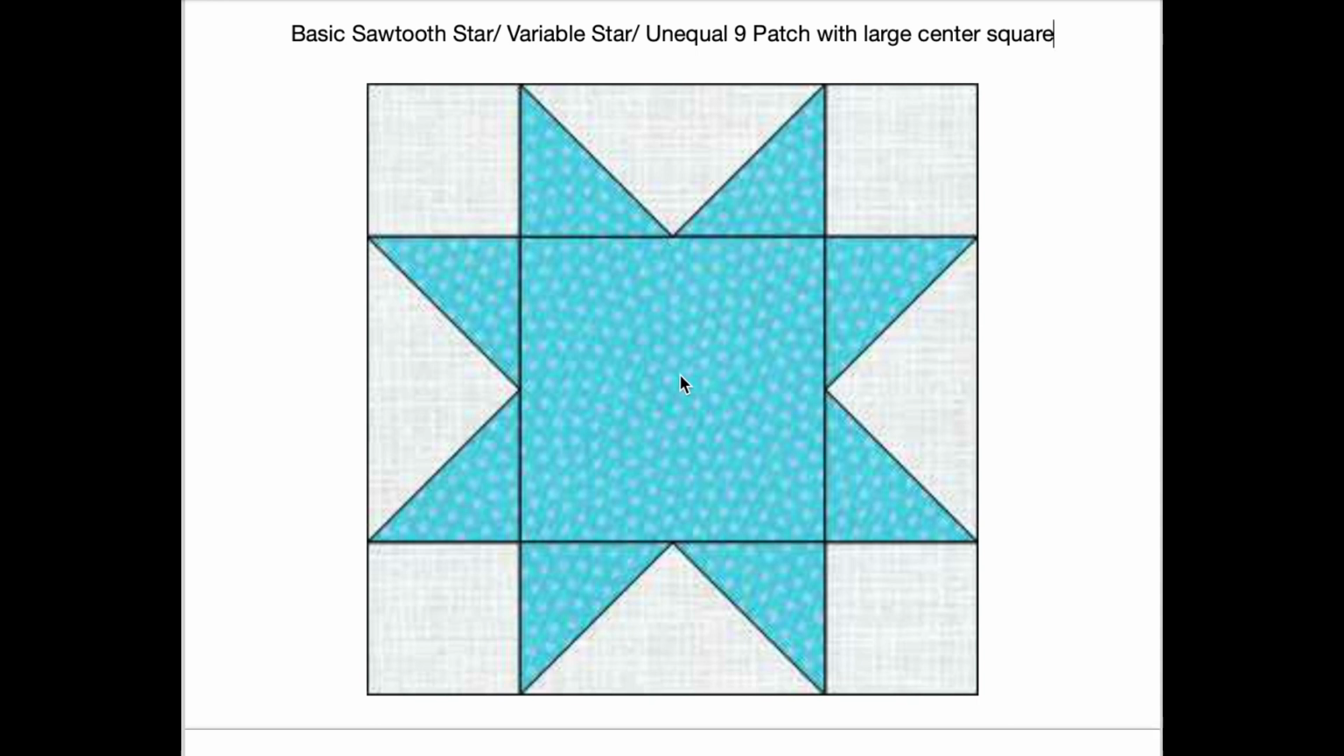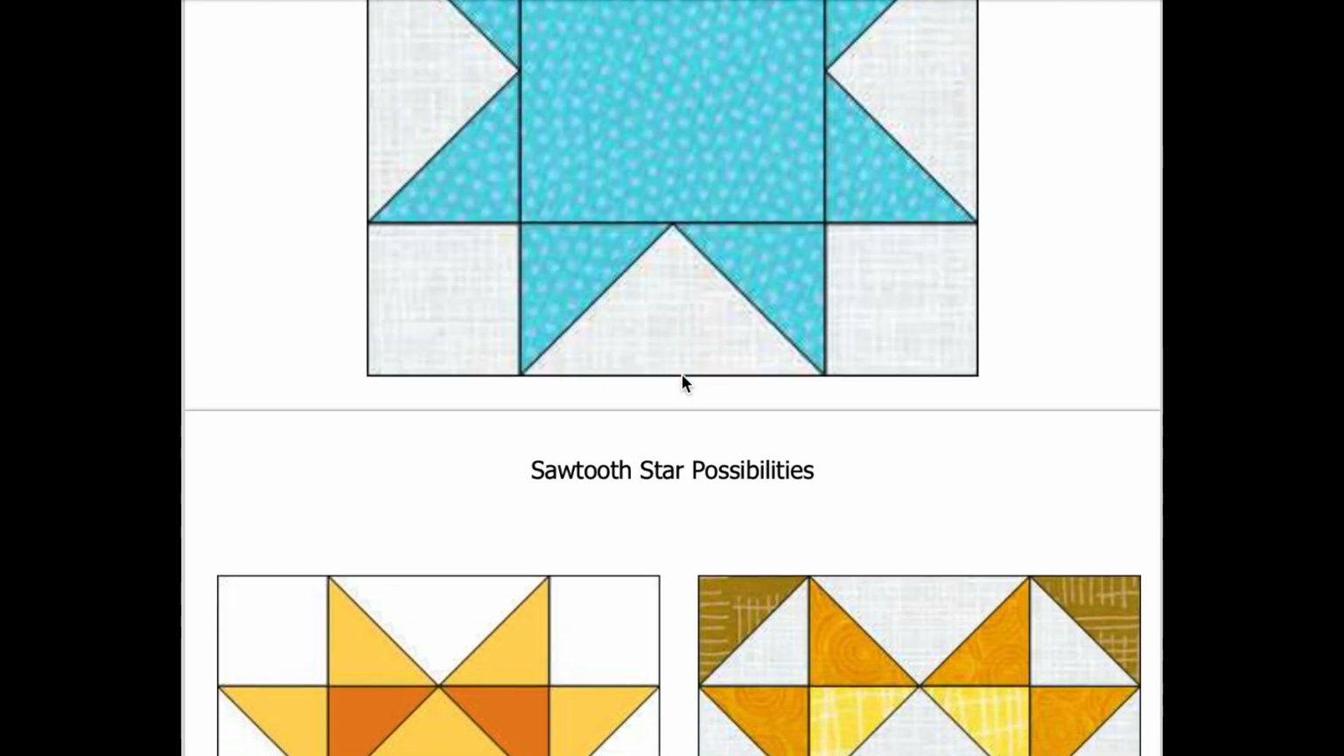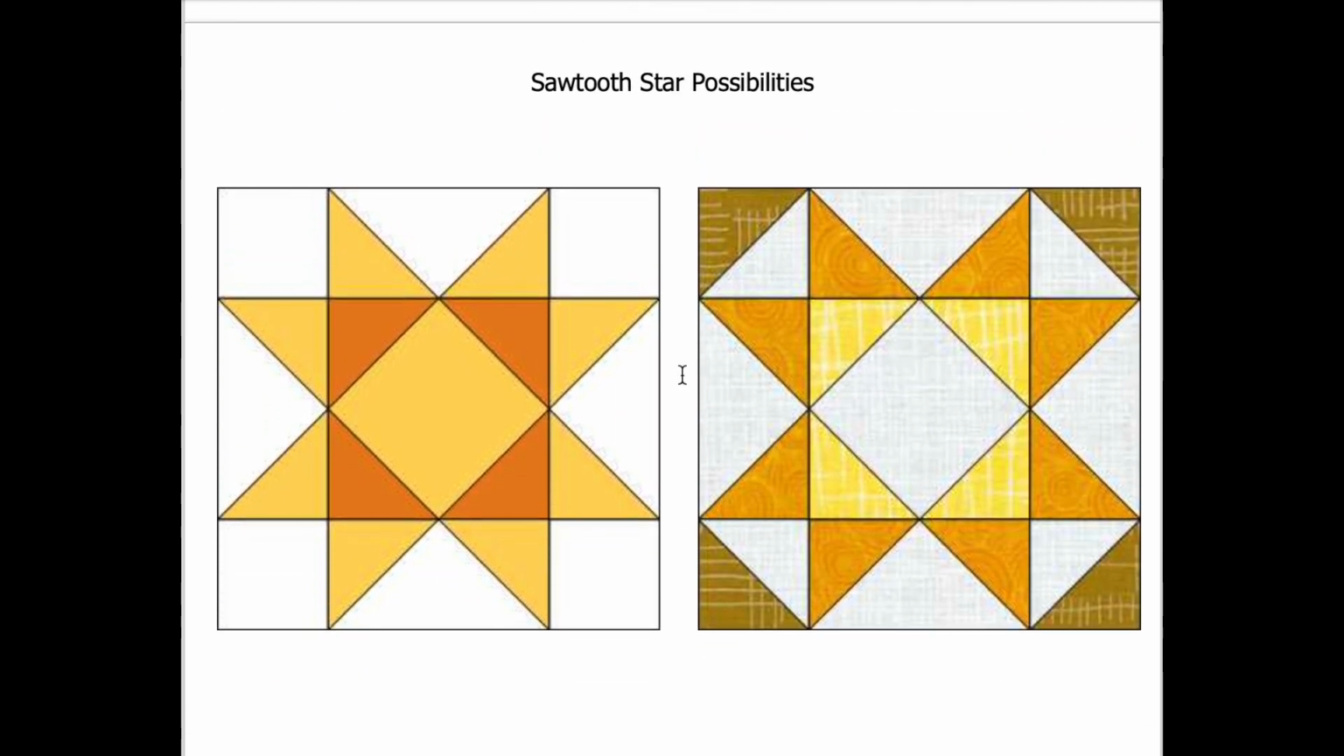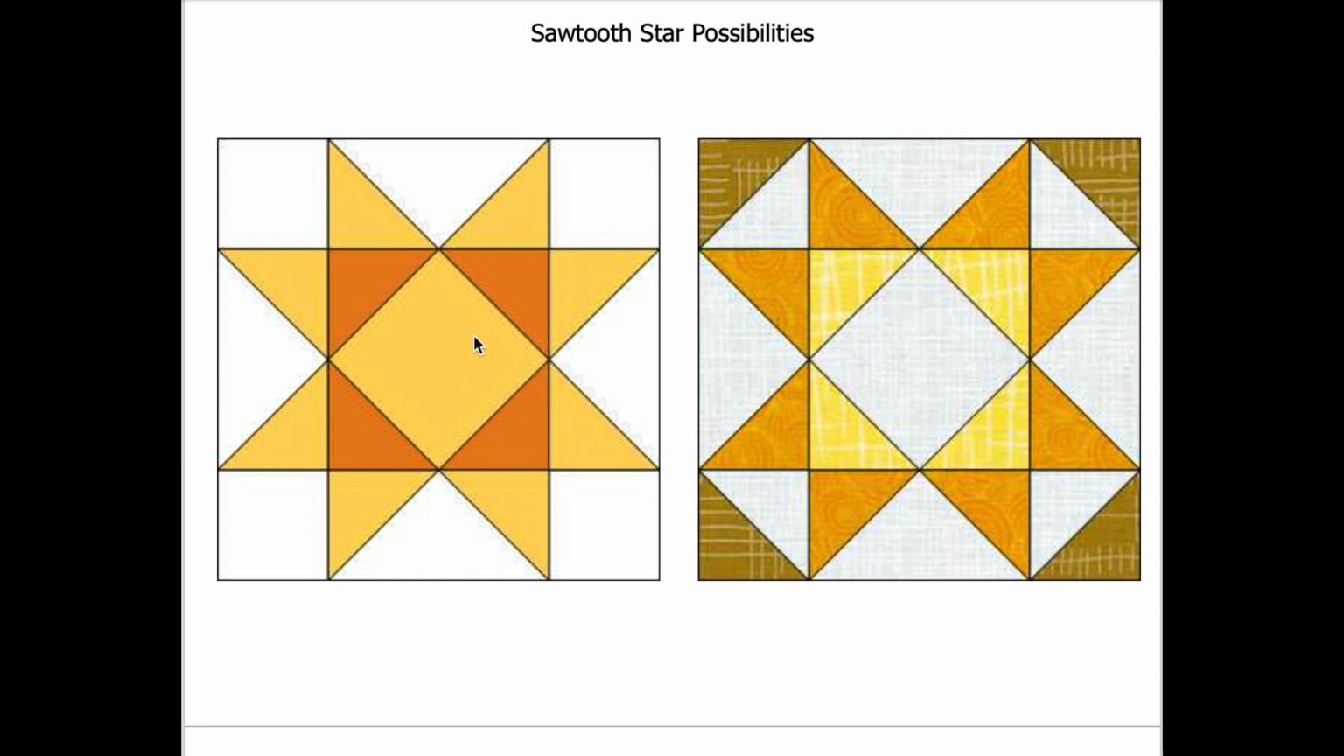Let's look at some things we can do with this variable star, or this basic sawtooth star, if you want to. Let's go on down. Here are 2 possibilities. Instead of having this plain square in the middle, you can put a diagonal line from where these points meet the square on each side. You can go down, come up here, back up, and end up with a sawtooth star with a square in the middle.